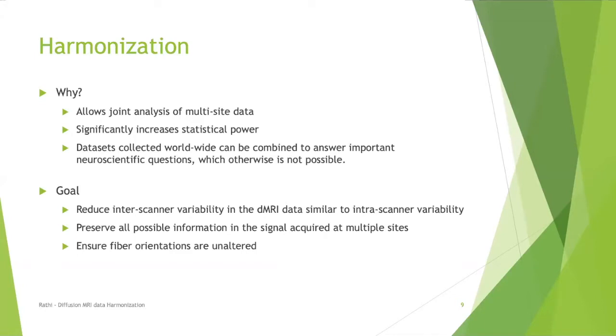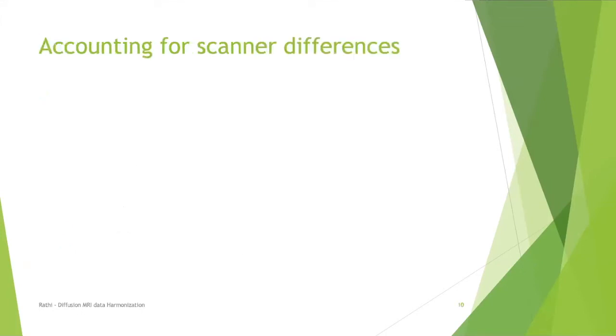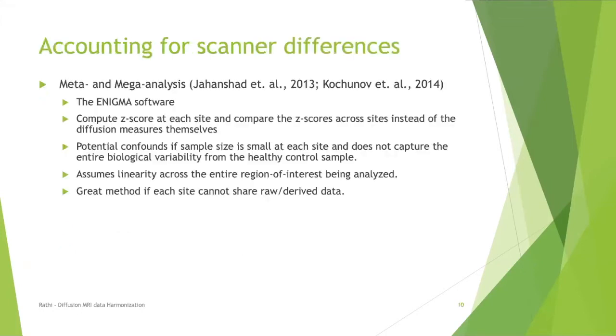While doing this, we need to ensure that all possible information in the signal is preserved, that the biological variability at the scan sites is preserved. And you also want to make sure that when you're doing this harmonization, the fiber orientations are preserved when you harmonize the data from one site to the other.